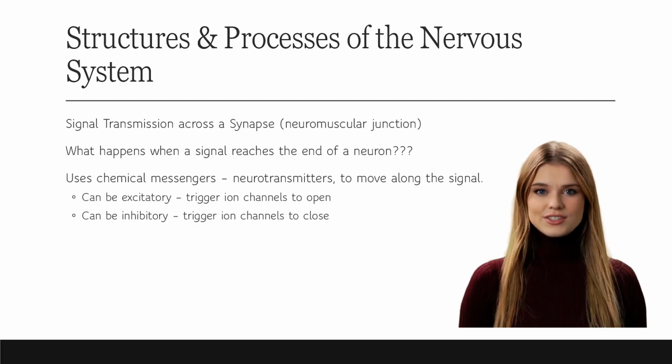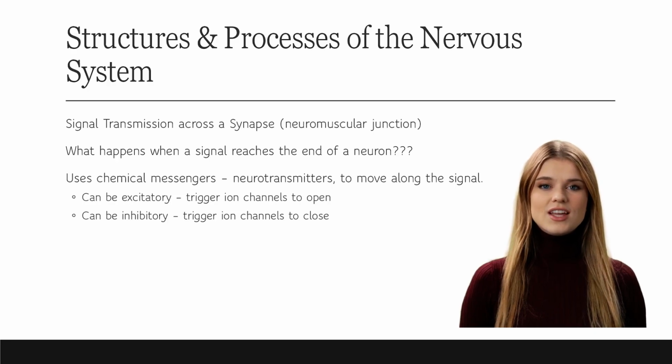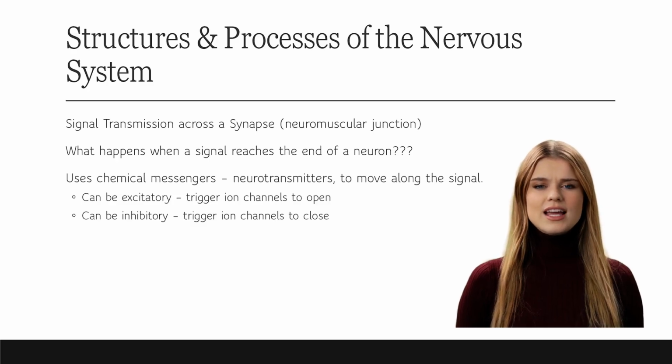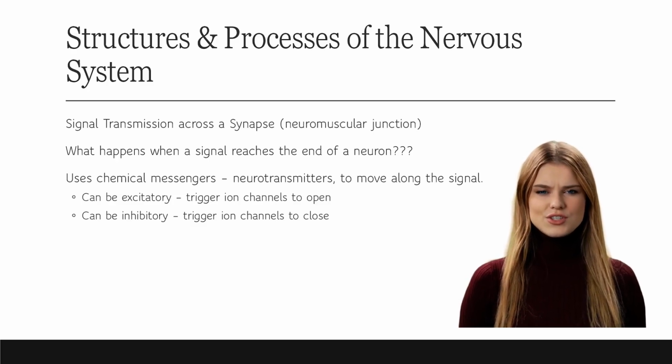This slide focuses on what happens when a signal reaches the end of a neuron. Along the neuron, signals travel electrically as action potentials. However, the signal cannot continue electrically across the synaptic cleft because there is no physical connection between the neuron and the muscle. Instead, the nervous system uses chemical messengers known as neurotransmitters to carry the signal across the gap. At the neuromuscular junction, the neurotransmitter involved is acetylcholine.